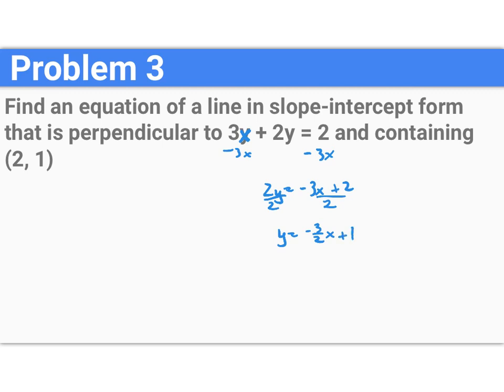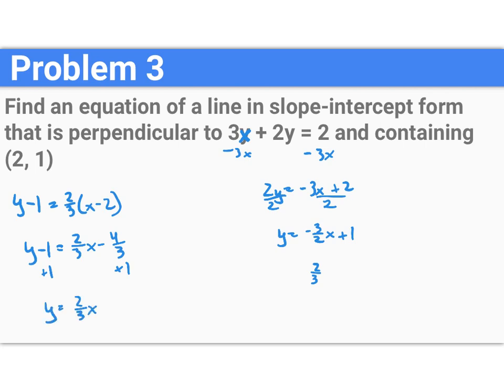Now we have this slope. We flip it upside down and multiply it by negative 1. We get positive 2/3. So y minus 1 equals 2/3 times (x minus 2), and that gives us y minus 1 equals 2/3 x minus 4/3. We add 1 to both sides. We get y equals 2/3 x minus 1/3, which is perpendicular to y equals negative 3/2 x plus 1.